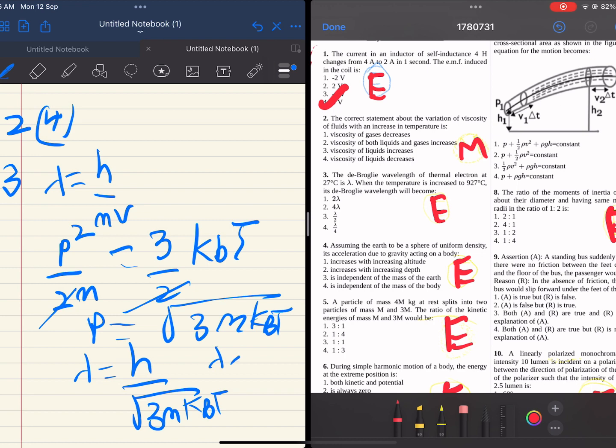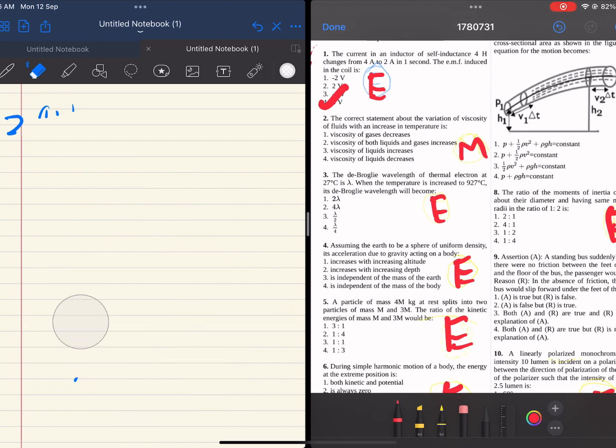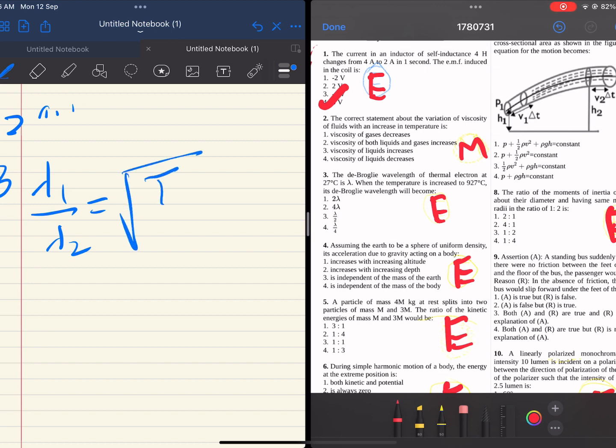So lambda 1 by lambda 2 will be equal to root of T2 by T1. We have to do this in Kelvin because it's a standard temperature unit. Initial temperature was 300 Kelvin. Final temperature is 927 plus 273, that is 1200 Kelvin. So we get root of 4, which is equal to 2. So lambda 1 by lambda 2 is equal to 2.